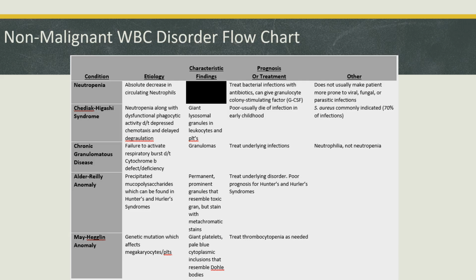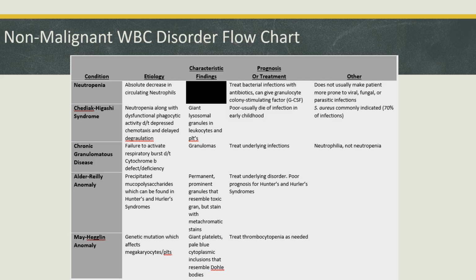So, chronic granulomatous disease is failure to activate that respiratory burst due to that cytochrome B. We're going to find granulomas. That's one of the characteristic findings. And we will just treat the underlying infections. This is going to result in neutrophilia, not neutropenia.